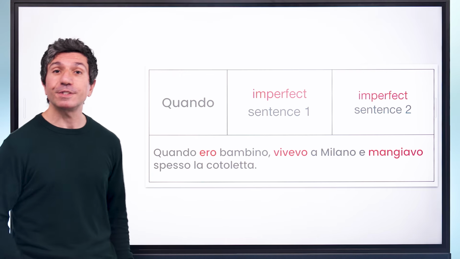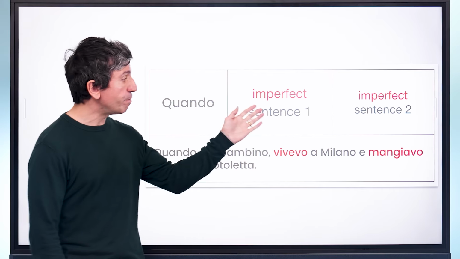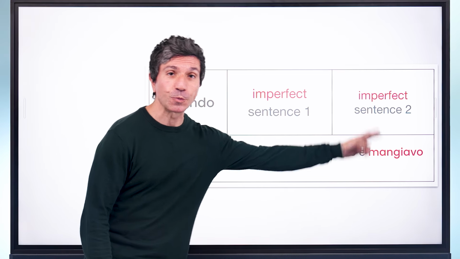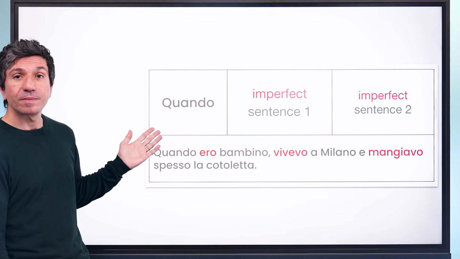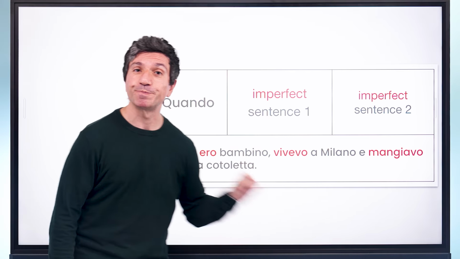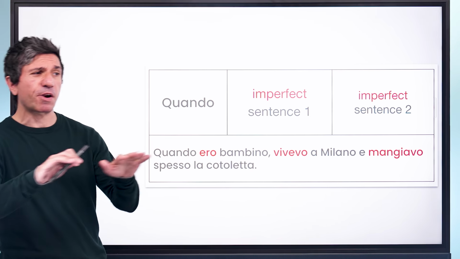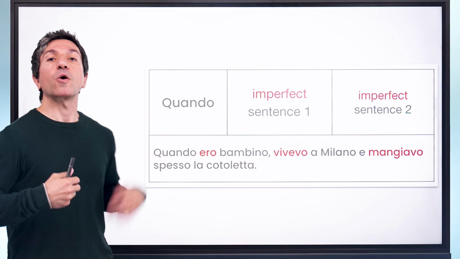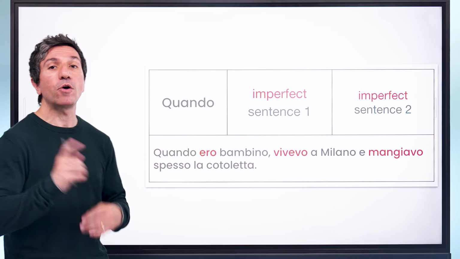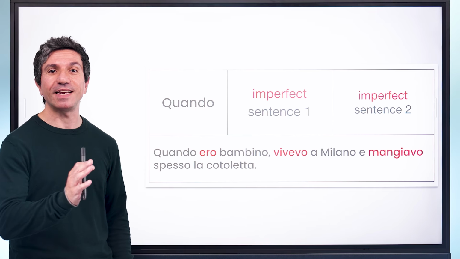This sentence follows the pattern here. Quando plus imperfect sentence 1, comma, imperfect sentence 2. When imperfect sentence 1, comma, imperfect sentence 2. The first pattern is used to show a past situation or background action introduced with quando, followed by another action that was also ongoing or habitual in the past. It is especially helpful for setting the scene in storytelling.